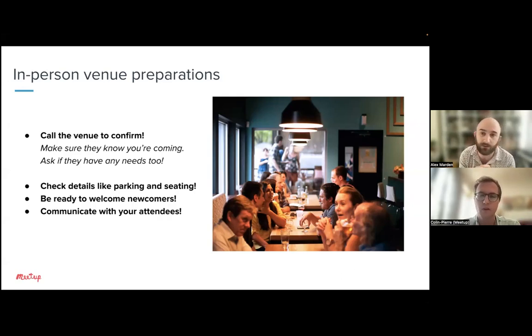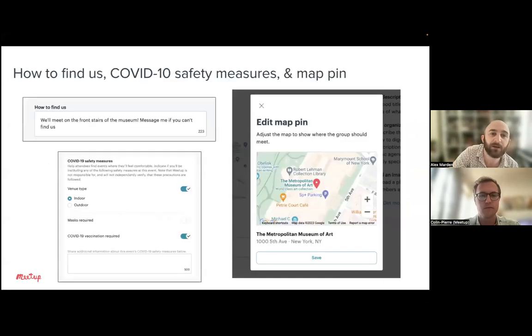I personally really like to know where I'm going to park before I come to an event. So making sure you've got those details and can communicate them to people, really helpful. Colin also showed us these, the COVID safety measures and the how to find us and the map pin. So again, these are small details, and they really can make a difference in making sure that somebody feels like, okay, I really do know what to expect. I feel safe. I feel welcomed here. I'm that much more likely to turn up for this event.